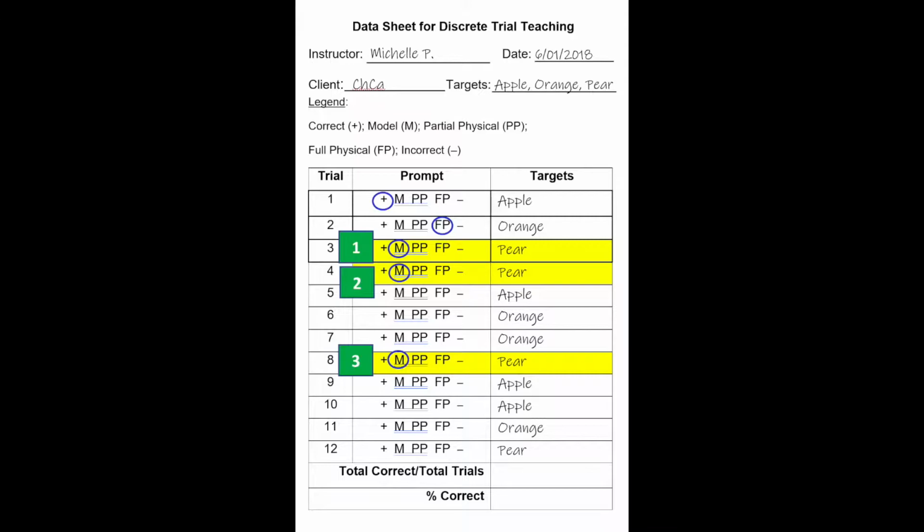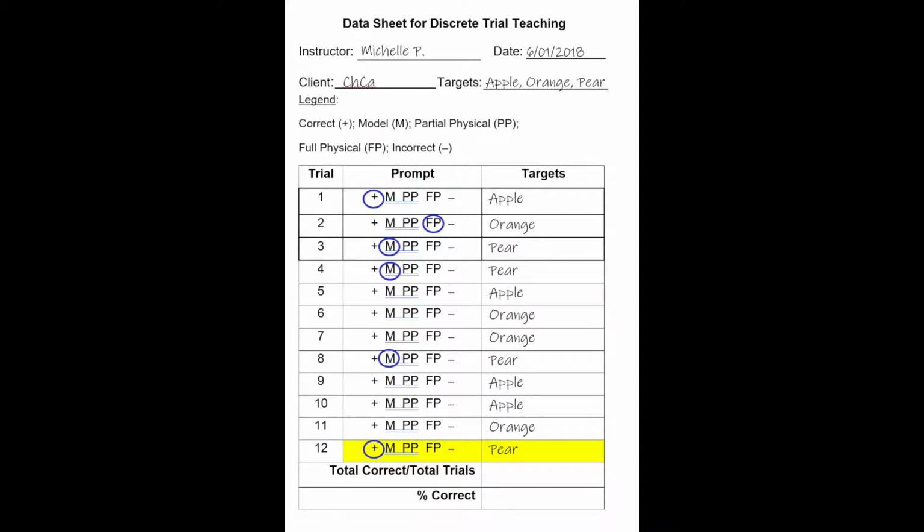You would know that it is time to fade the prompt based on the data. For the target touch pair, we can see that the model prompt was effective 3 times consecutively, which means that on the next trial, we can try to fade to something less intrusive. If the client touched pair independently, you would circle a plus, and you would continue without prompts for the next time you ran touch pair as a target.